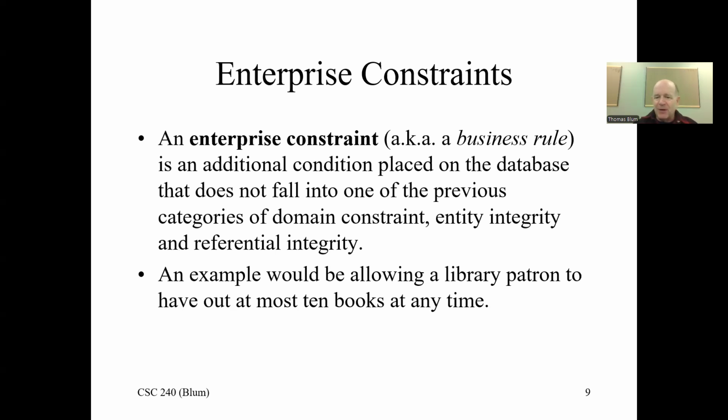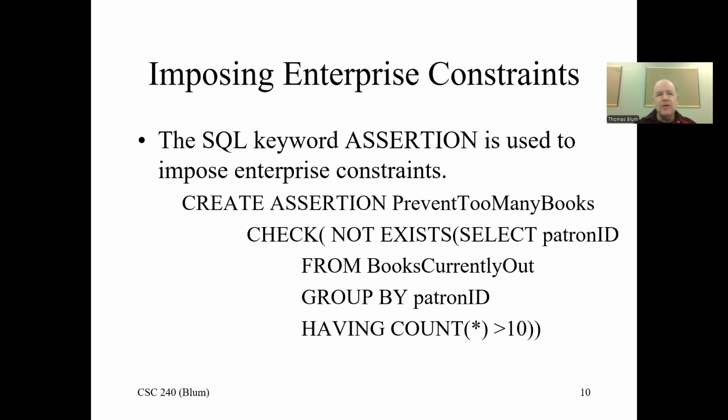So an example here is a library. You have a patron, and they may have a limit on the number of books a patron can have out at a given time. So we want a way to be able to put such a business rule into the database. All right. So that uses the keyword assertion.